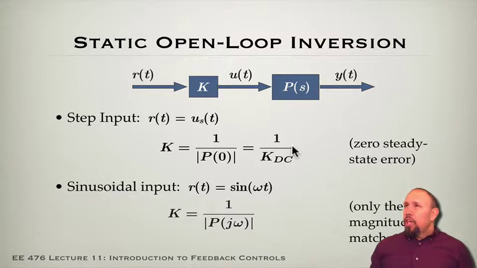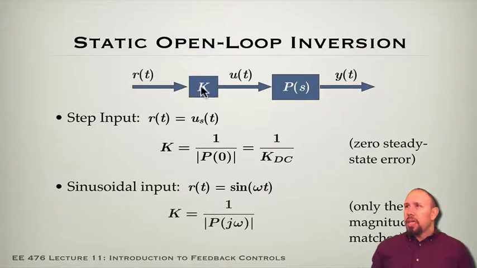We can also consider static open loop inversion for a sinusoidal input. If our sinusoidal input is given by this, then we would choose the gain K to be 1 over P evaluated at j omega. Notice that when we do this, we do not get zero steady state error. In fact, only the magnitude will match for a gain chosen by this. That's all there is to the static open loop controller.